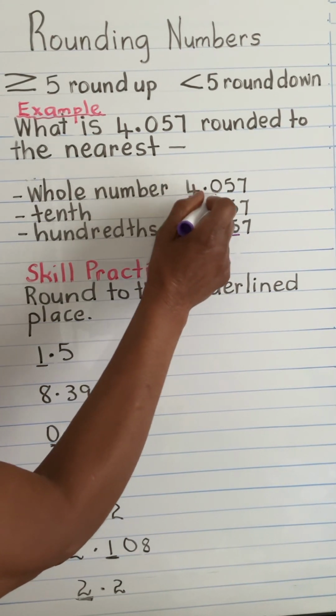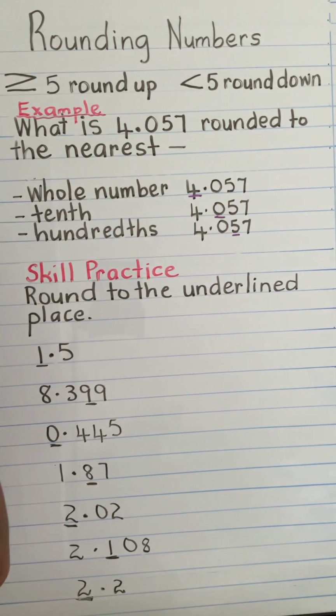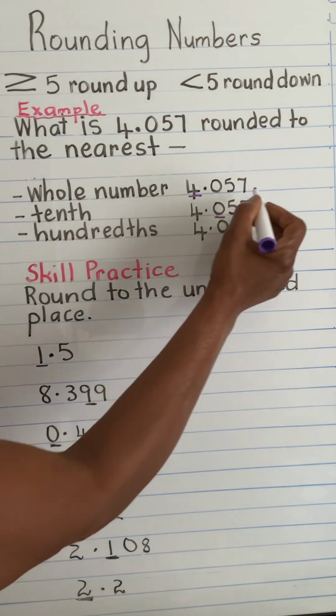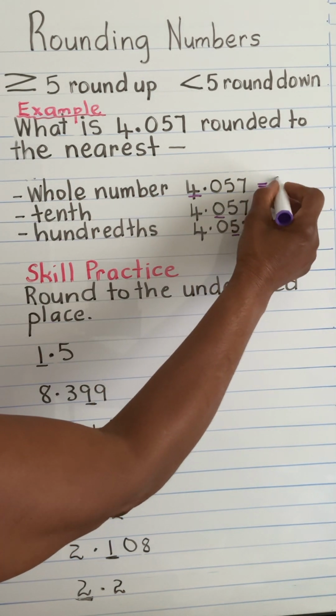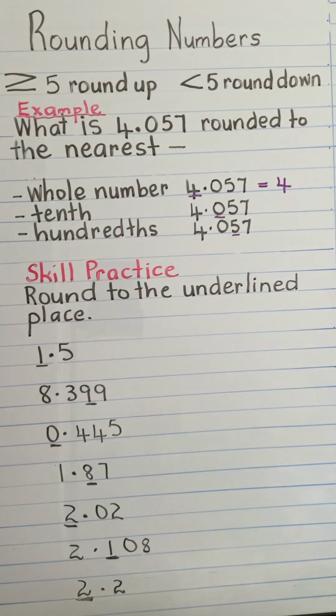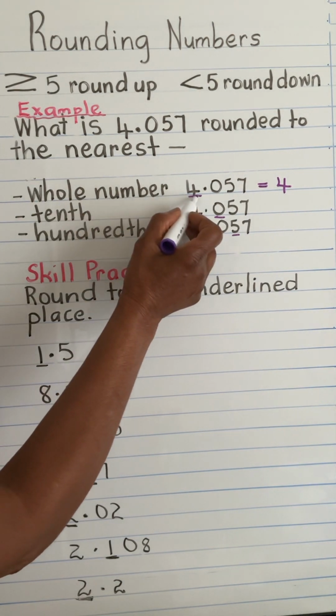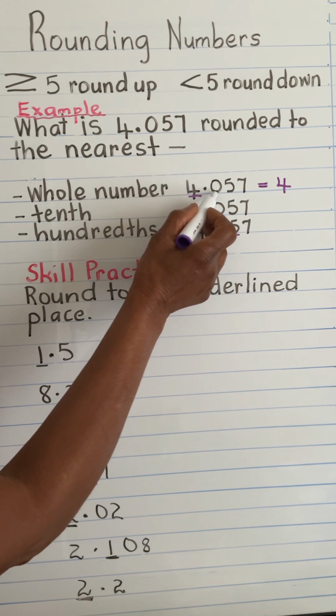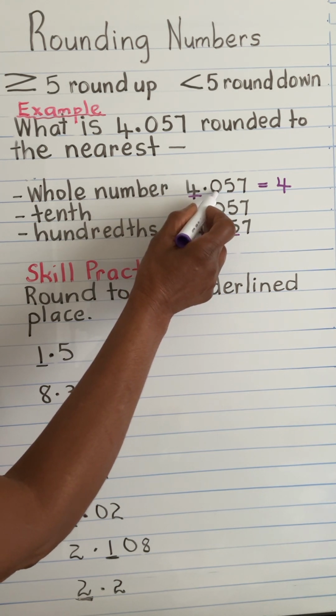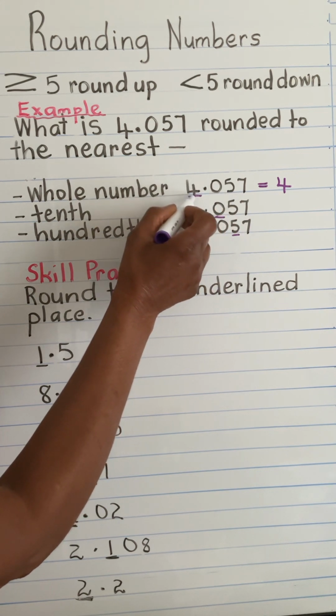So 4.057 rounded to the nearest whole number is equal to 4. So rounding place, look to the right, less than 5, round down, that means the number remains the same.